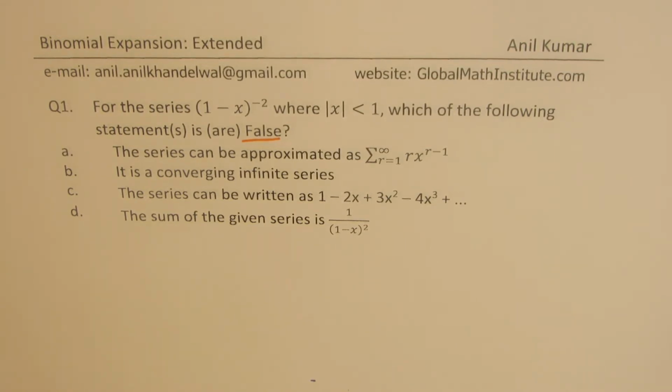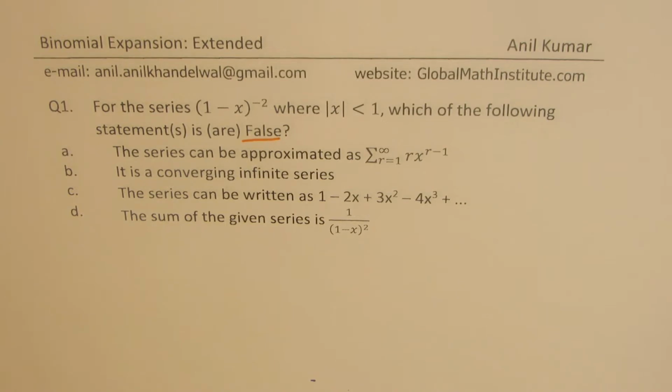So here is a question for you: for the series (1 minus x) to the power of minus 2, where the absolute value of x is less than 1, which of the following statements is or are false? False we are looking for, and there could be more than one wrong statement. Now these types of questions are very common, especially for IIT JEE, Indian Institute of Technology, India, joint entrance examinations. They have this kind of format where more than one could be the correct answer.